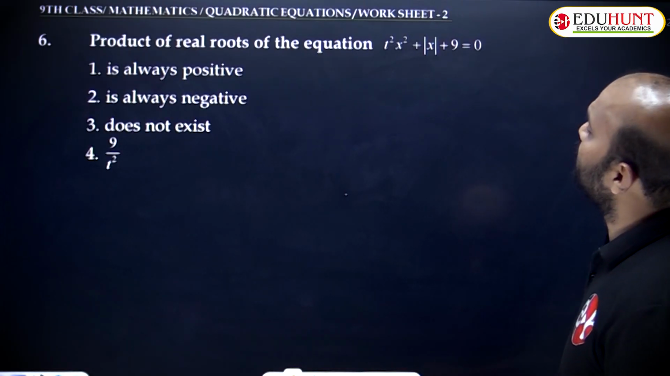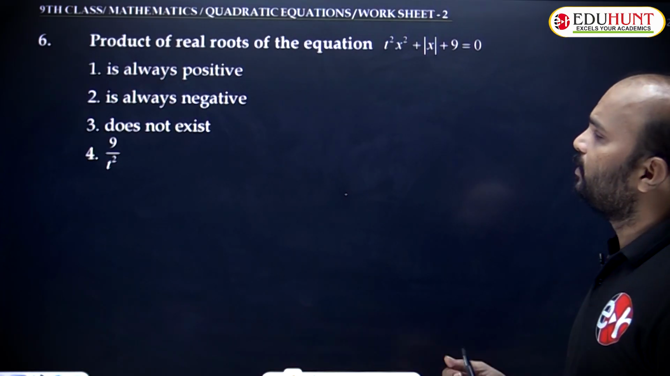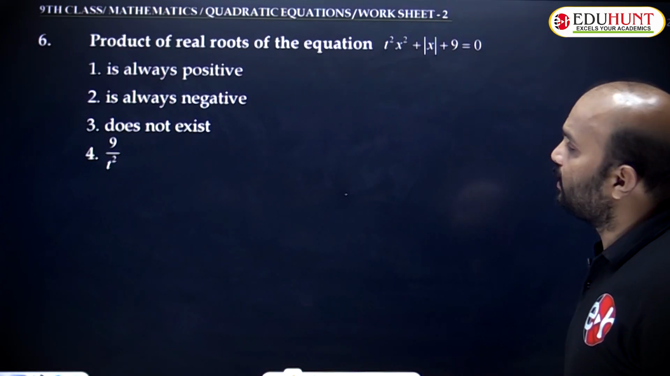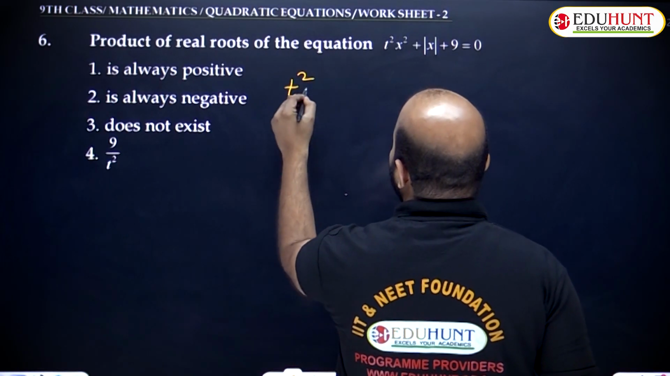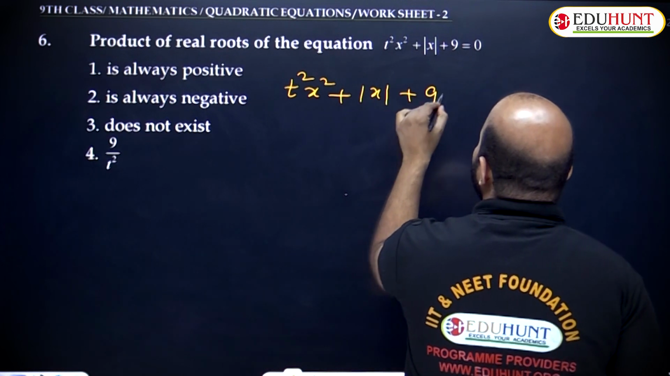The product of real roots of the equation t square x square plus mod x plus 9 equal to 0. First option is always positive, second option is always negative, third option does not exist, fourth option 9 by t square. So what is the given equation? t square x square plus mod x plus 9 equals 0.